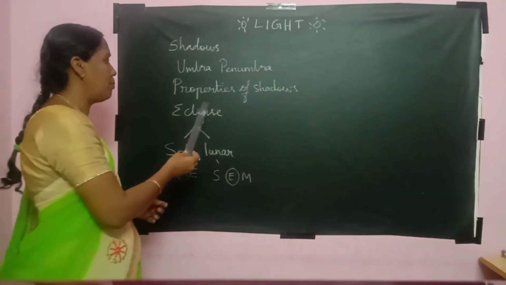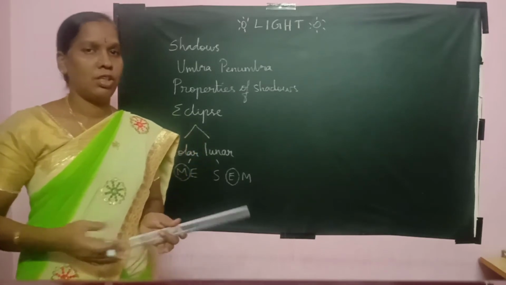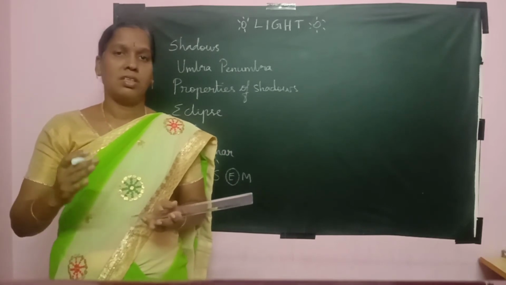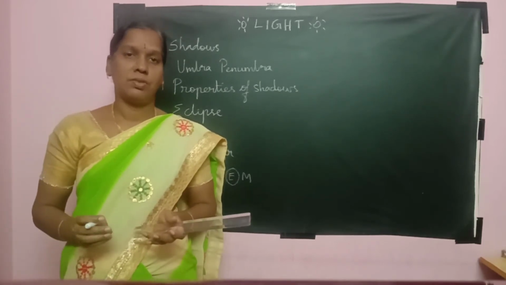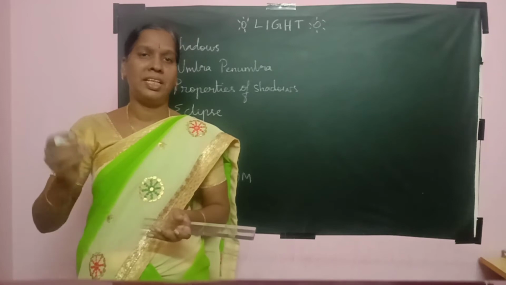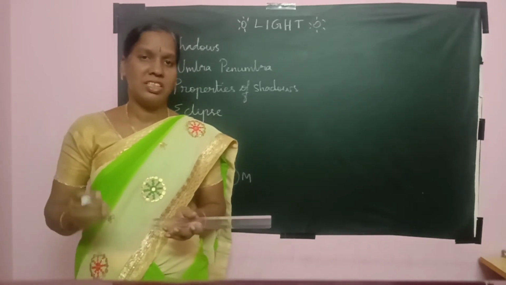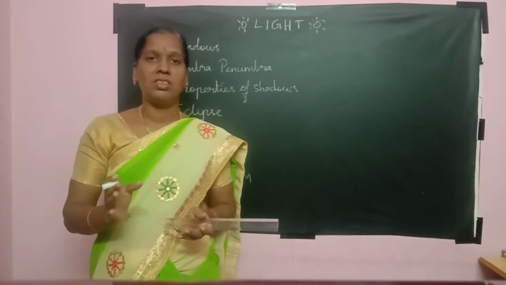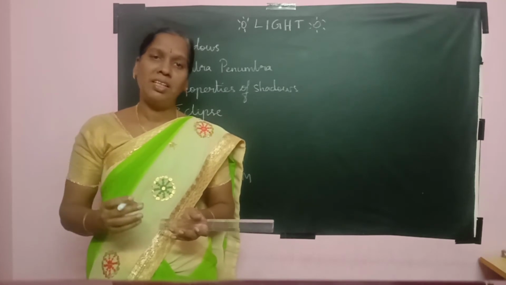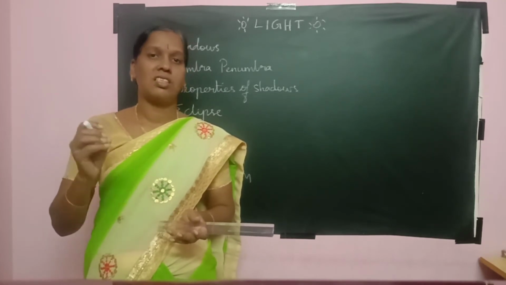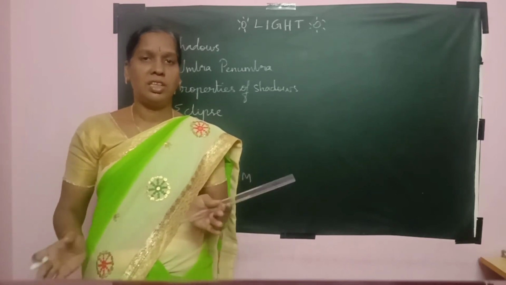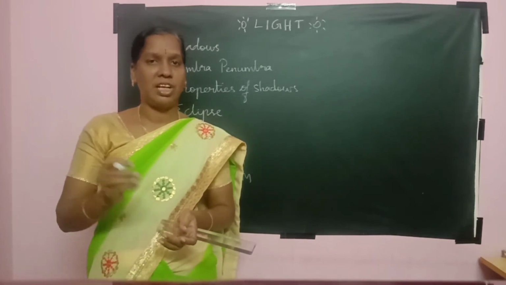Then we move on to properties of shadows. So what are the properties when we consider? It is always opposite to the light source. Then all objects do not produce shadows. For example, transparent material does not produce shadows. Only the opaque objects produce shadows. So the shadow does not determine the property or characteristics of the object. Whether the object is very big or small, the shape cannot be determined by using the shadow.